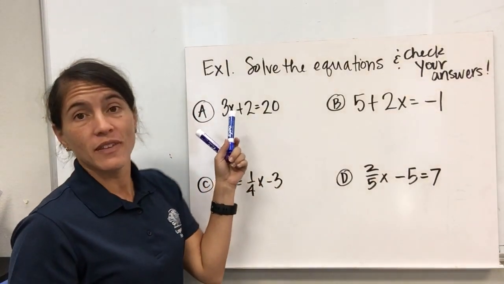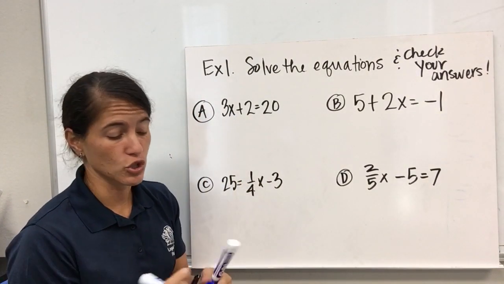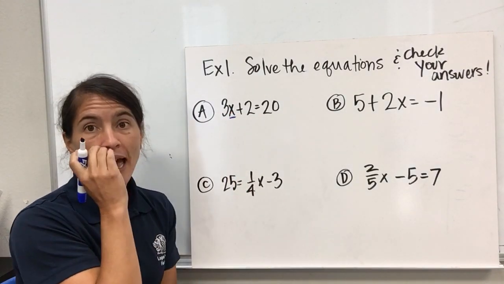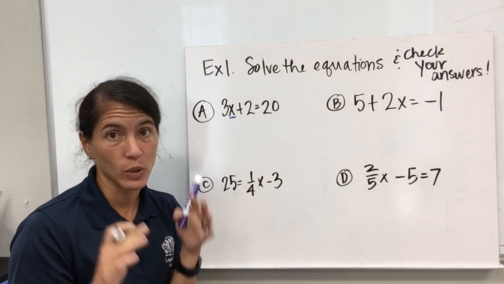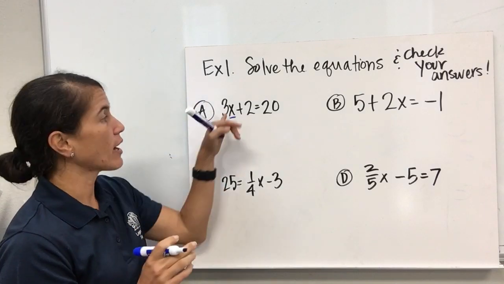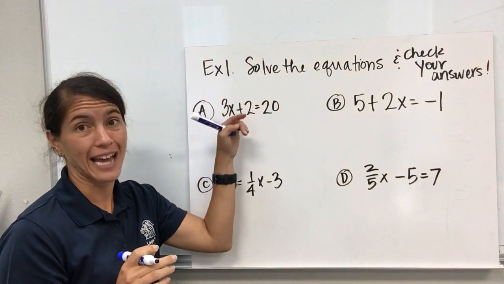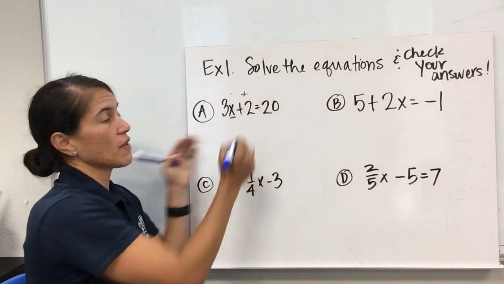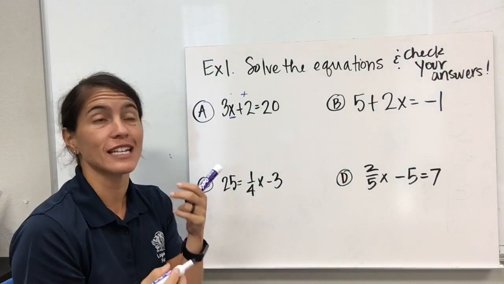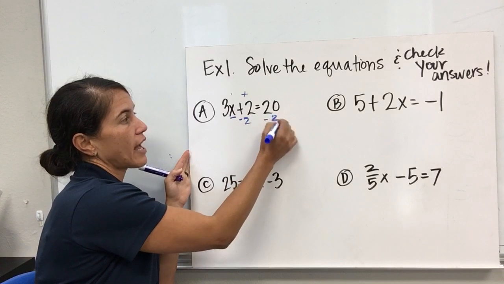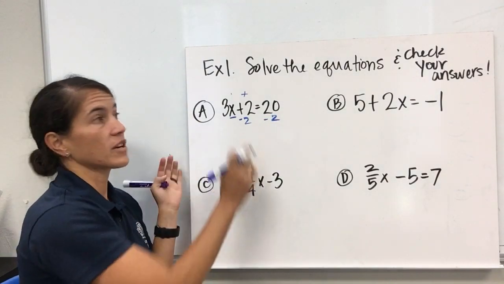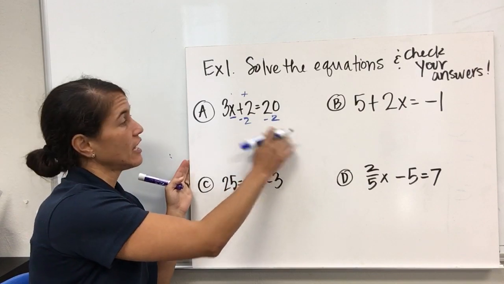So the first one, 3x plus 2 equals 20. We're trying to figure out what this x is. And remember, we're going to work backwards in reverse order. So right now I have 3x, which means 3 times x. So here's my multiplication, and then plus 2, and then I have addition. So I'm going to undo the addition. So I have to subtract 2 on both sides. That's the subtraction property of equality. Whatever I do to one side, I do to the other.